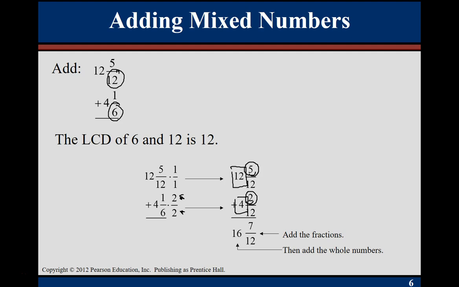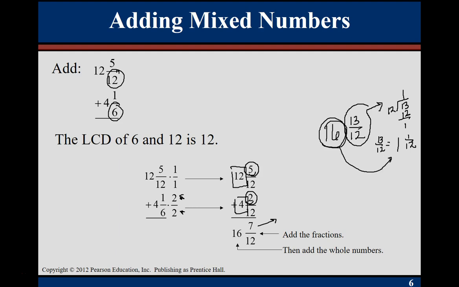Sometimes when you add these numbers, you get an improper fraction and a mixed number at the same time. Say something like 16 and 13 over 12. I would need to then change this fractional piece to another mixed number. So I have 12 into 13. 12 goes in once with a remainder of 1. And so 13 over 12 is the same as 1 and 1/12. But I already had 16 out here, so I would need to add that 1. And so this would become 17 and 1/12.